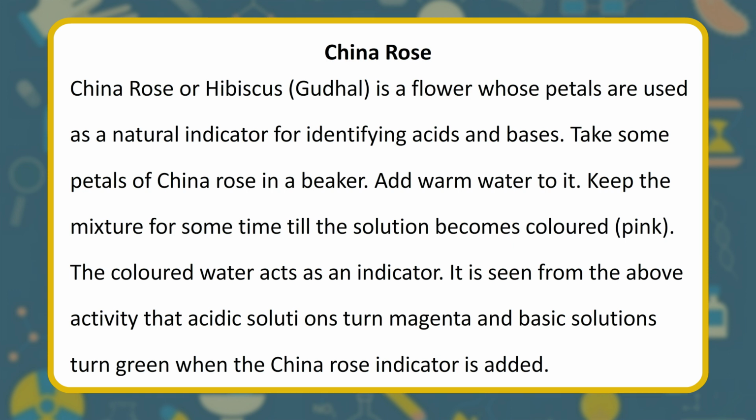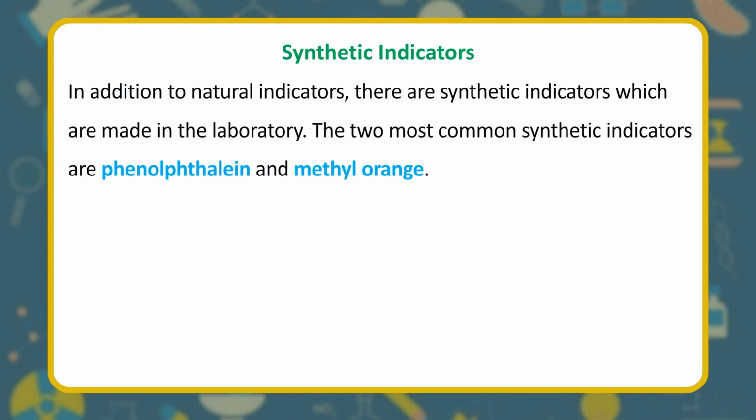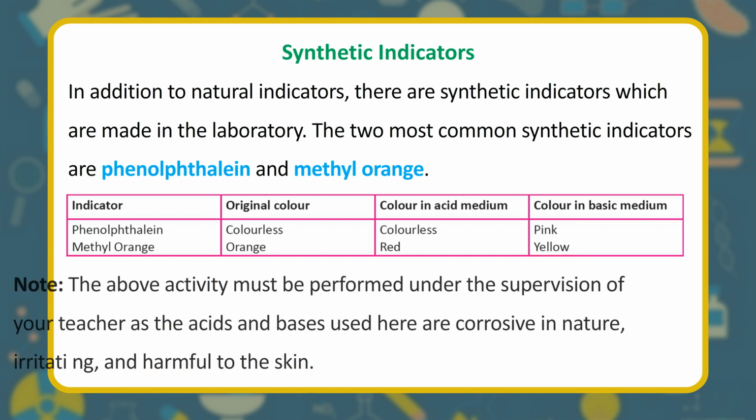Synthetic indicators. In addition to natural indicators, there are synthetic indicators which are made in the laboratory. The two most common synthetic indicators are phenolphthalein and methyl orange. Indicator, original color, color in acid medium, color in basic medium. Phenolphthalein: colorless, colorless, pink. Methyl orange: orange, red, yellow.